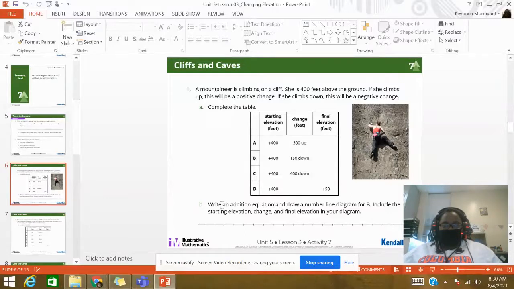And then finally, B says write an addition equation and draw a number line diagram for each. Include the starting elevation, changes, and final elevation in your diagram. So you really can draw multiple number lines, or you can just add a bunch of different lines for each of them, and I would just label A, B, C, and D. And again, you would fill in this number line. I would go by hundreds to make it a little bit easier to fit, or you can go by 50s.